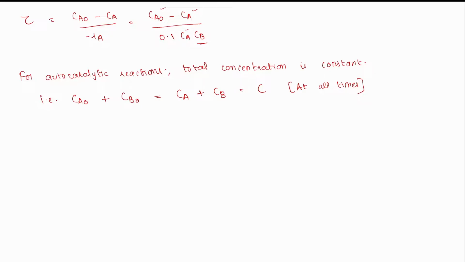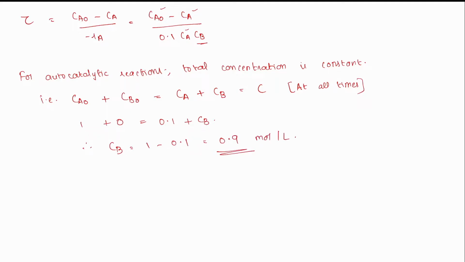So we have the value for Ca0. We know that Cb0 is 0. We found out the value for Ca from Ca is equal to Ca0 into 1 minus Xa. So we can find the value of Cb here. Just substitute the values: 1 plus 0 is equal to 0.1 plus Cb. So Cb will be 1 minus 0.1, and that is 0.9.